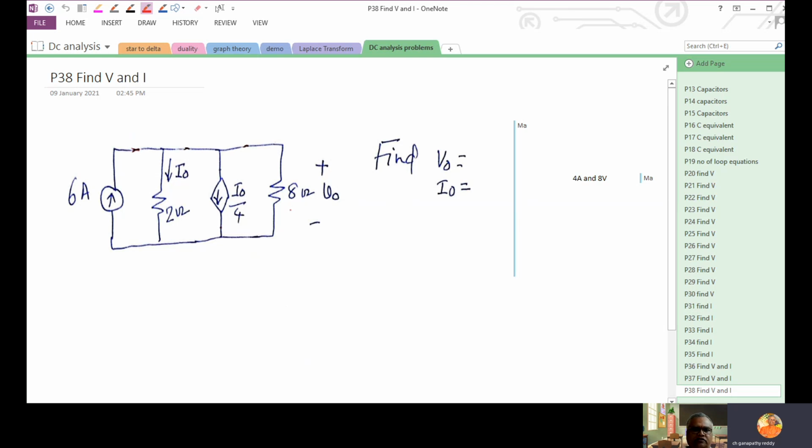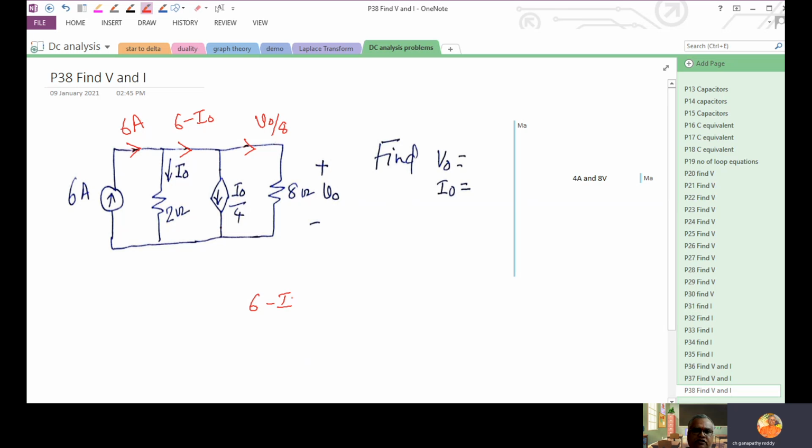Find V0 and I0. So here current 6 already given. Here I0. 6 minus I0. Here V0 8. So what is this current? V0 by 8. So here I0 by 4. This minus this should be equal to V0 by 8.